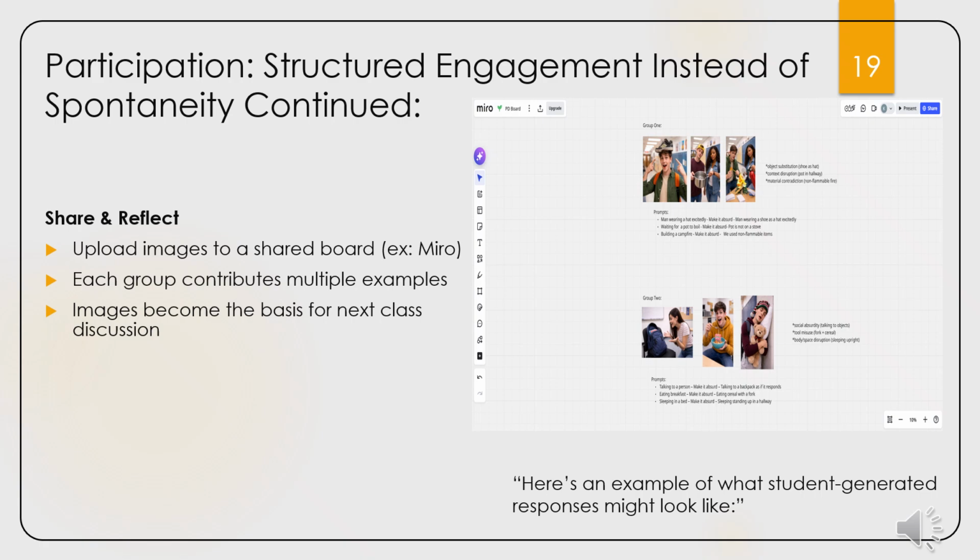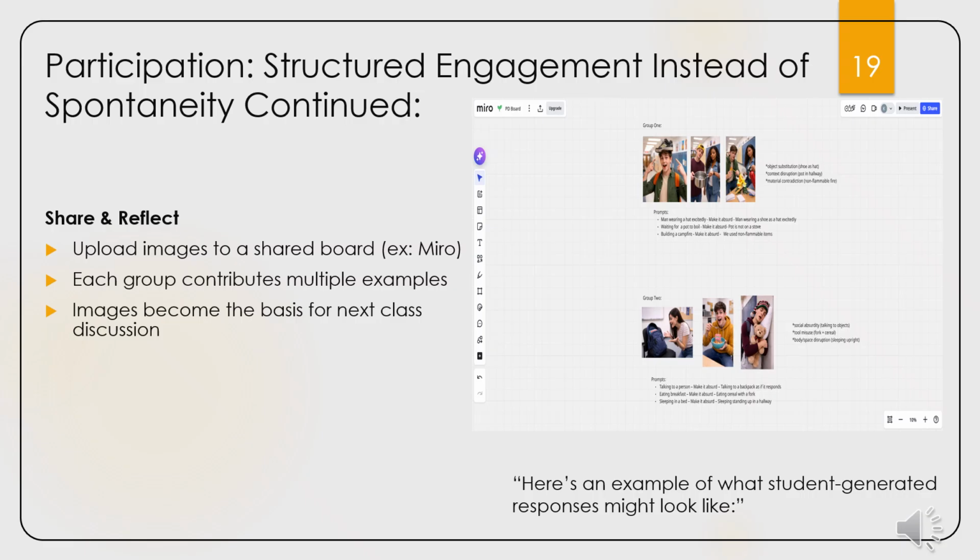So then comes the time where my students would put all of this together. Once they have created these images, they would be told, share them to a shared board, Miro for example, and then each group would contribute multiple examples with their prompts and what makes them absurd. And those become the entry point for the discussion in the very next class.